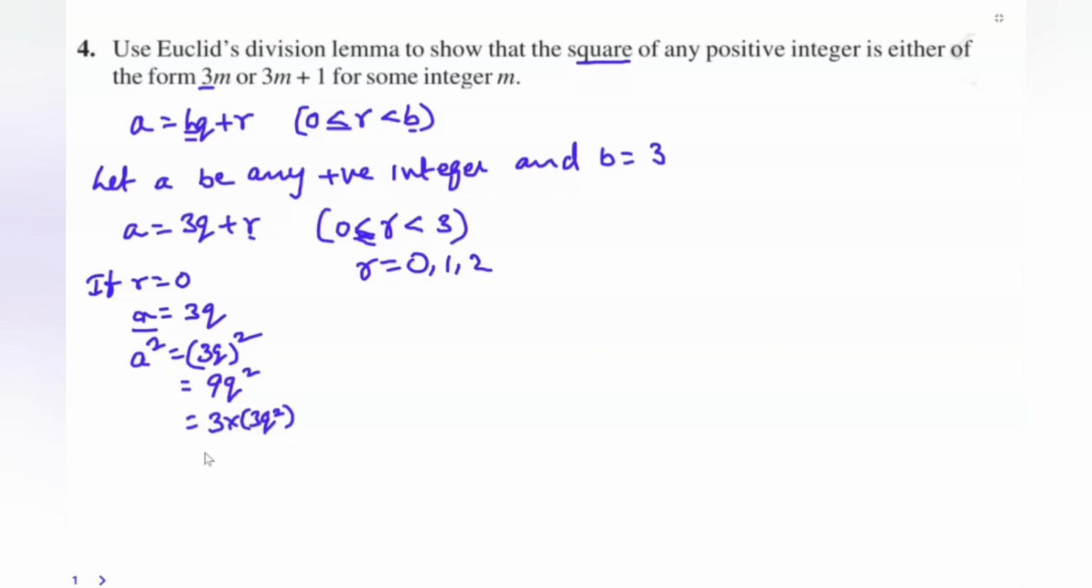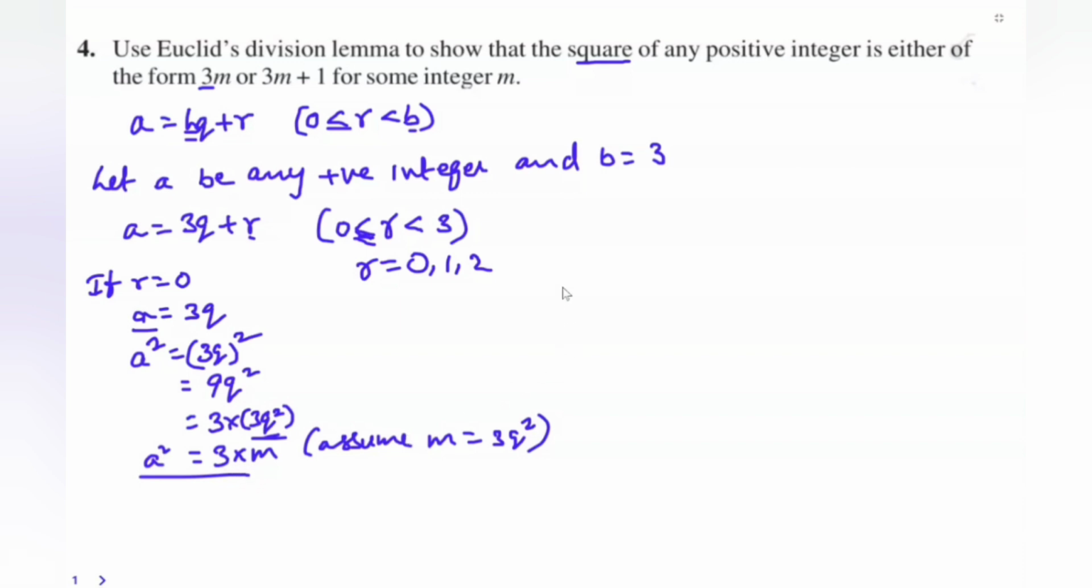So, what do you understand by this? It is 3 into some integer, say m. Assume m is equal to 3Q square, some integer. So A square is equal to 3m. So you got that the square of a positive integer is of the form 3m, 3 into m is 3m.